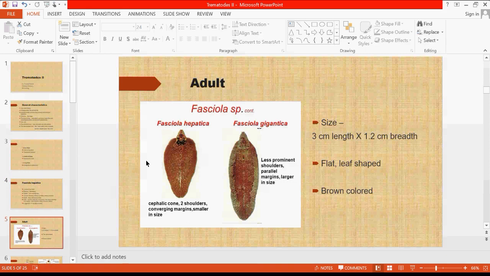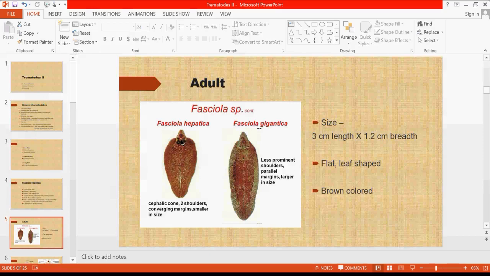So now we are going to see the adult form mainly, and then go directly to the life cycle. The adult form, as you can see, is a flat, leaf-like structure. Not like Schistosomes, which are elongated ones. So here are the flat, leaf-like structures. You can see these are the adults. This is Fasciola hepatica, and this is Fasciola gigantica. Size-wise, it is bigger than hepatica. Therefore, it is called gigantica. The size of Fasciola hepatica is 3 centimeters in length.